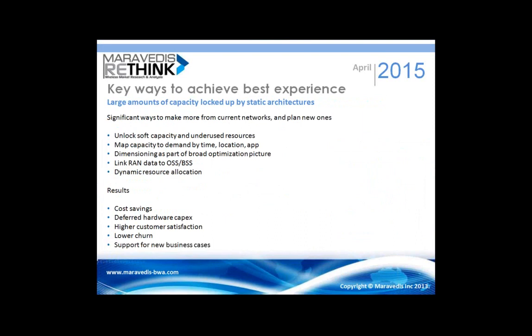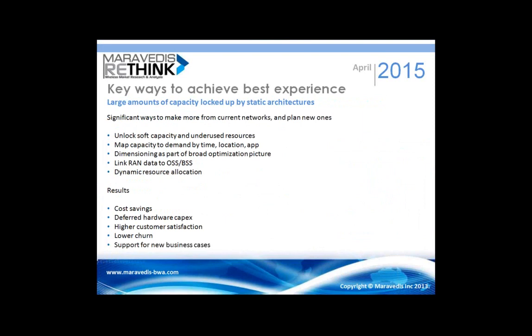What are the key ways to achieve that high level of quality of experience? As I've repeatedly said, it's not just about hurling capacity at the problem. In fact, there are large amounts of capacity in most networks that are locked up by static architectures. So one cell may be extremely well provisioned, but nobody goes to it. Another one completely congested, and there are limited ways to shuffle that capacity around if the network is built in a traditional way. So there are significant ways to make more from current networks and to plan new ones more efficiently, more flexibly.